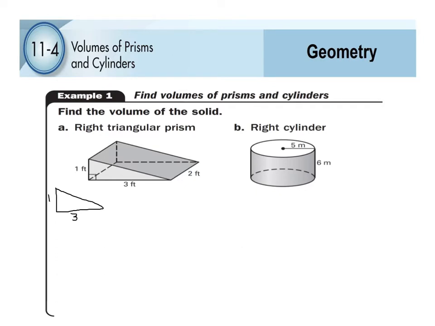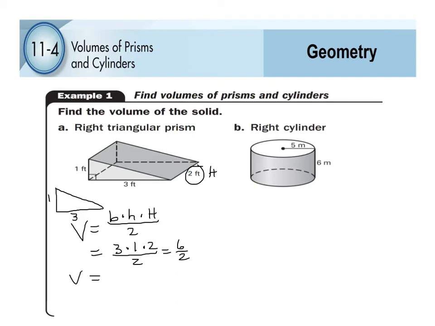It's 3 by 1. So when I find the volume, the formula is base times height of the triangle times height of the prism divided by 2. Well, the base of the triangle is 3. The height of the triangle is 1. The height of the prism, the line that connects the two triangles together, is 2. And then I'm going to divide that by 2. When I calculate that, that ends up with 6 divided by 2. So the volume is going to be 3 feet cubed. Anytime we're finding volume, it's going to be a cubic unit.